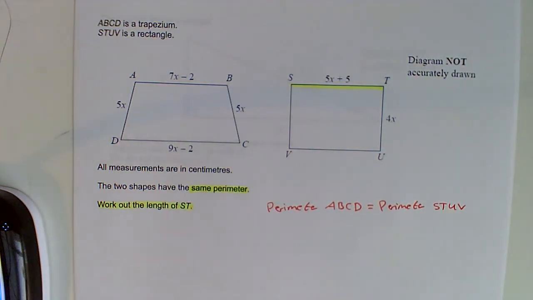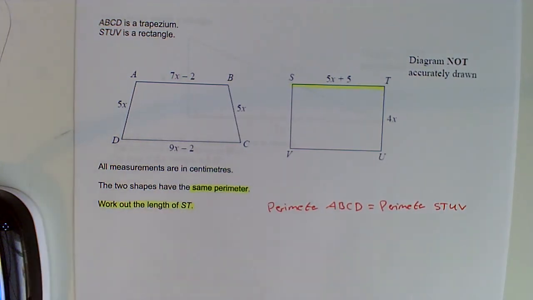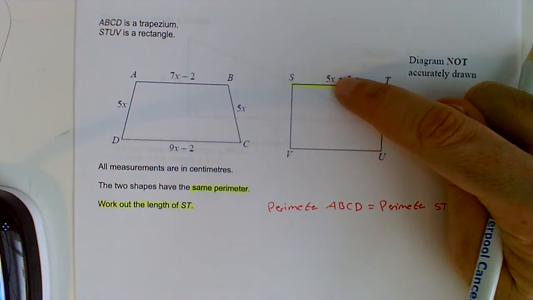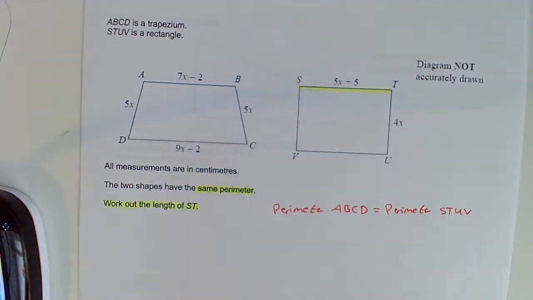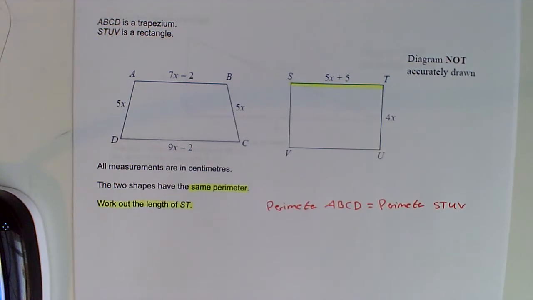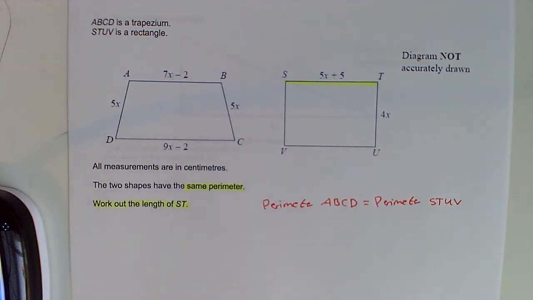Okay, so if I can get expressions for both of those things, I can set them equal to each other, and then I can solve that equation to figure out what x is. And then once I know what x is, it means that I do 5 times that number for x, add 5, and that gives me what ST is. Okay, so can you pause the video and have a go at this one, please? And then when you're ready, we'll carry on.